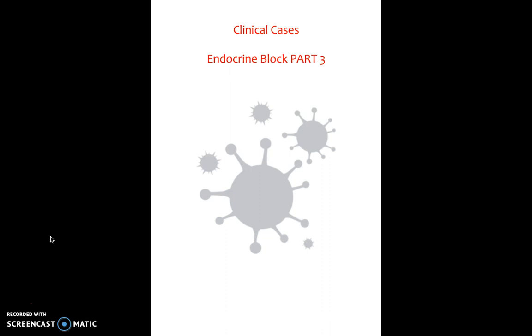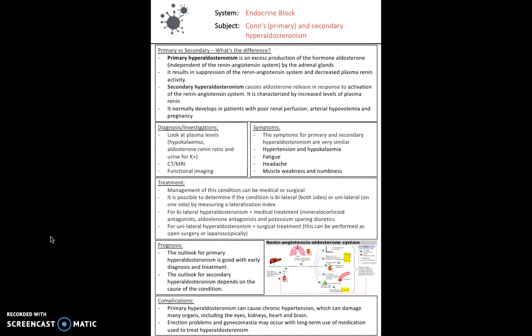So to start with, let's have a look at Conn's, or primary hyperaldosteronism. So Conn's is the equivalent of primary hyperaldosteronism, and it's as a result of excess production of aldosterone by the adrenal glands. Now this is independent of the renin-angiotensin system, so it does not involve the RAS system at all. It is simply an abnormality associated with the adrenal gland which causes this excess aldosterone. As a result, we see suppression of the renin-angiotensin system because we've got high levels of aldosterone in the system, and we see decreased plasma renin.